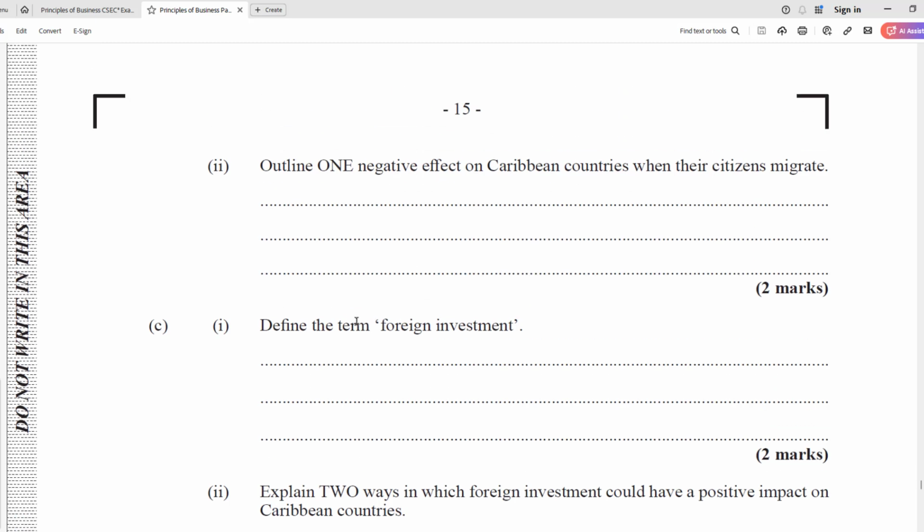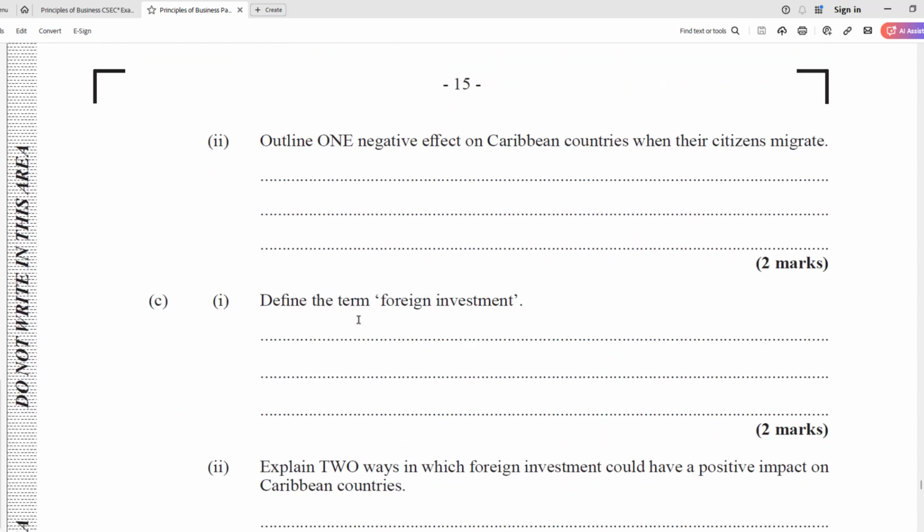All right, then we have number 5B2. Outline 1 negative effect on the Caribbean countries when their citizens migrate. Of course, the most popular one is what we call a brain drain, and that's where skilled and professional persons leave the Caribbean, and so they take that brain power, that skill, that professional level, that university graduated education. They take all of that and the big brain in a sense, and they take it elsewhere. And so now the Caribbean would lack that type of resource. So that's one negative impact that migration would have on the Caribbean.